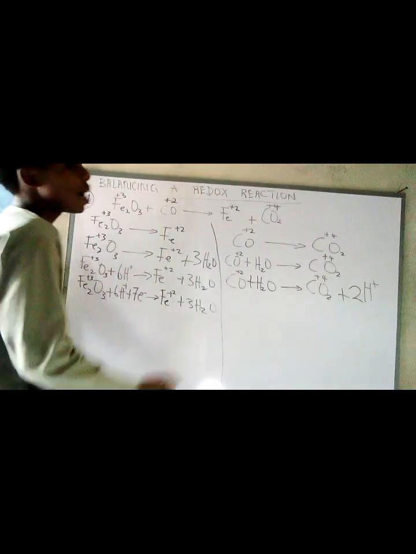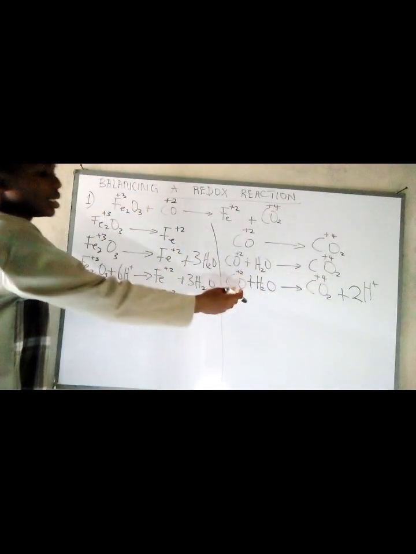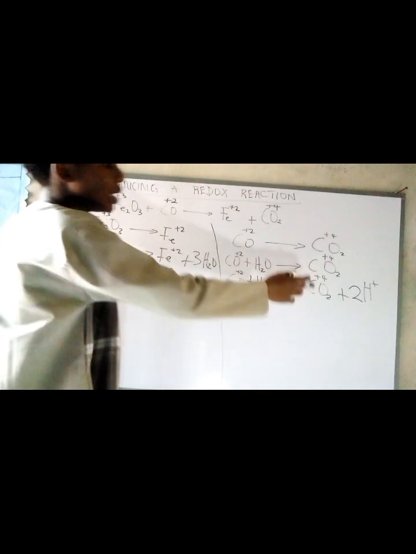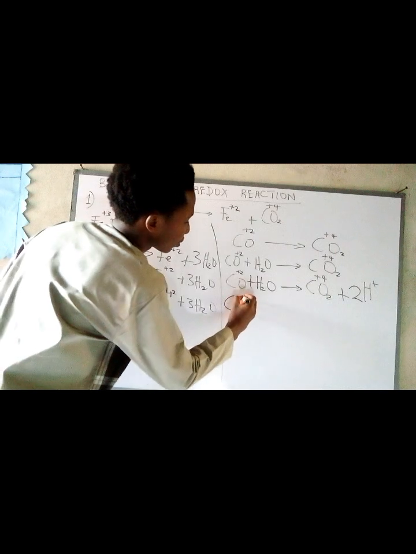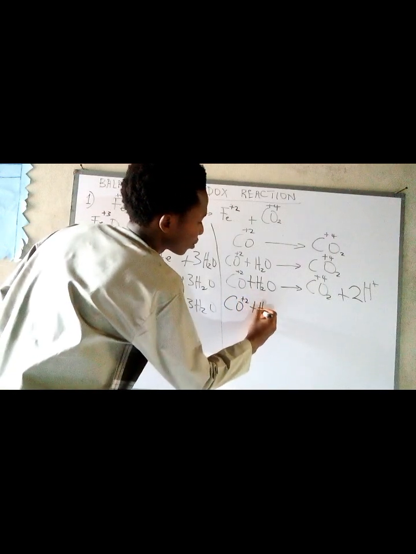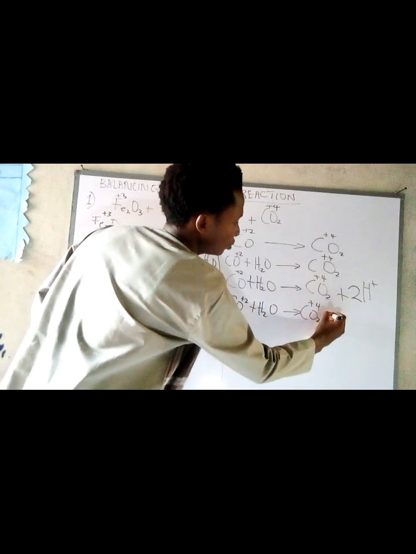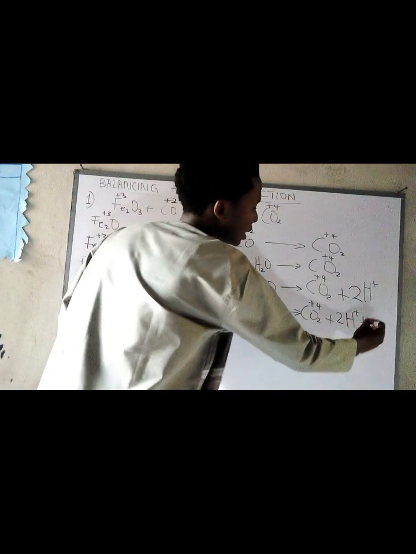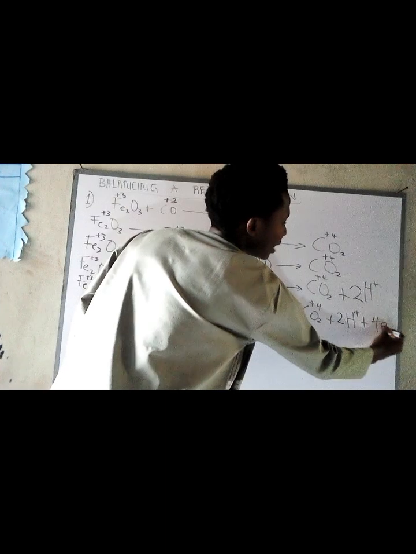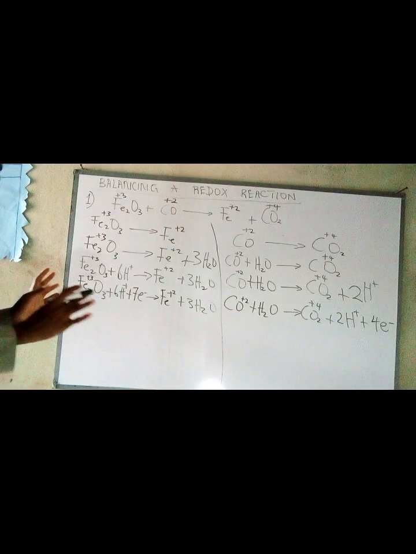So what do we do? We have to add an electron charge to this side. How many electron charge do we need to add to this side to make this side to be 2? We have to add 4 electron charge to the 6 oxidation number. So now let's add it. Plus how many? We say we need 4 electron charge. Alright. From the look of things now, everything is balanced.